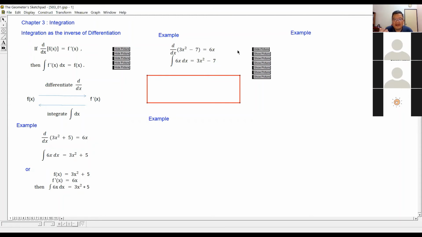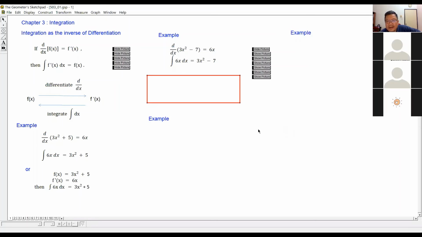Now, if you compare the second example with the first example, there is something slightly different. Is it contradicting each other or not? You look at the second example, integrate 6x, you have 3x squared minus 7. Now the first example, integrate 6x, you have 3x squared plus 5. Both of them, you integrate 6x, but the answer is different. One is 3x squared plus 5, another one is 3x squared minus 7. Now, how do you explain this? Do you know what I'm talking about or not?